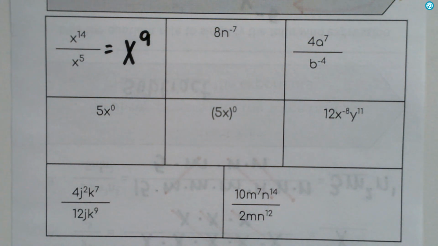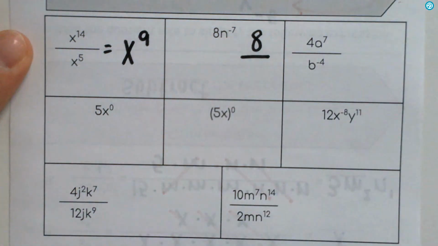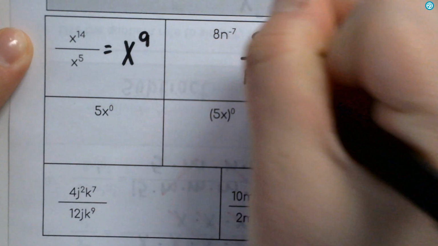Okay, the next one, 8 into the negative 7th. The 8 is going to stay where it is. So the 8 stays on the top of the fraction. The 'into the negative 7th' moves to a new bottom of the fraction, and it becomes 'into the positive 7th'.